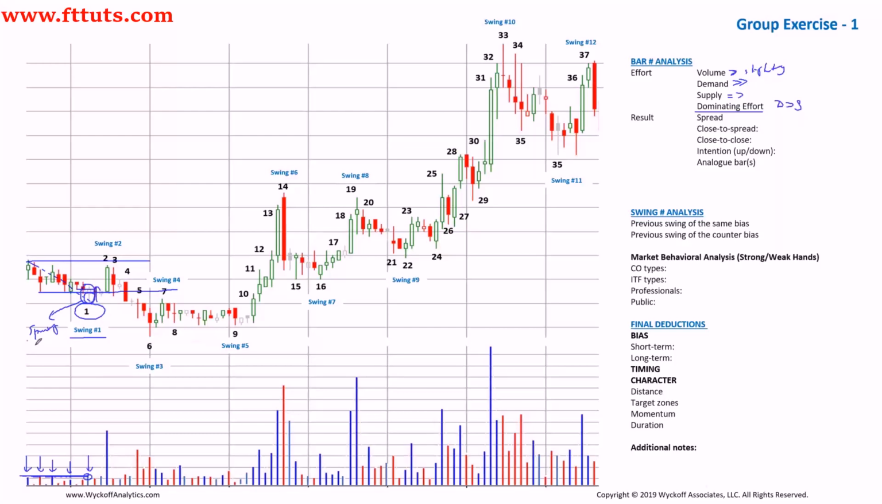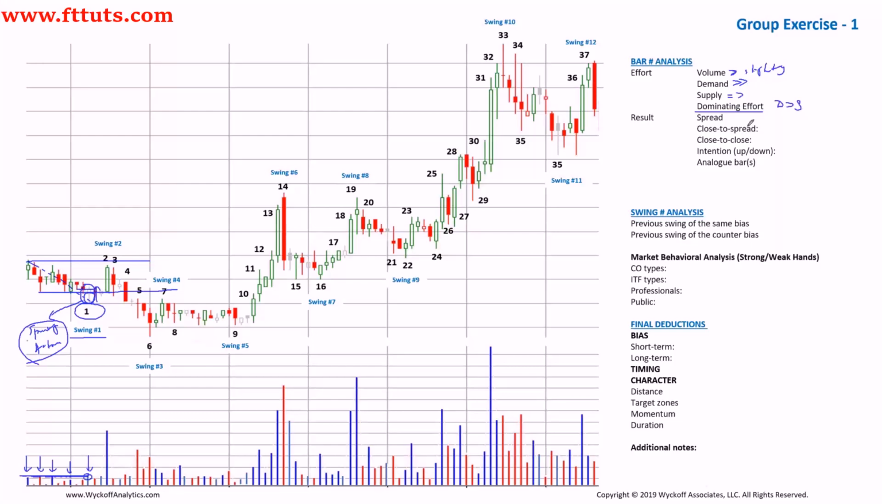So it's sprint type of action. So that suggests, yes, that demand dominates over supply. Okay, so what about the result? What is the most obvious result thing that we see?